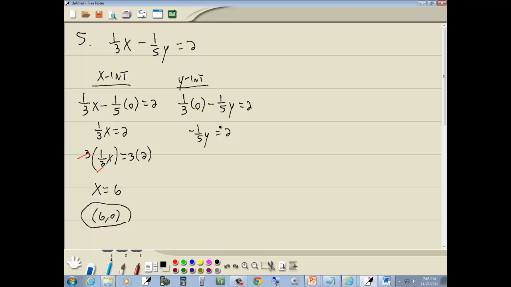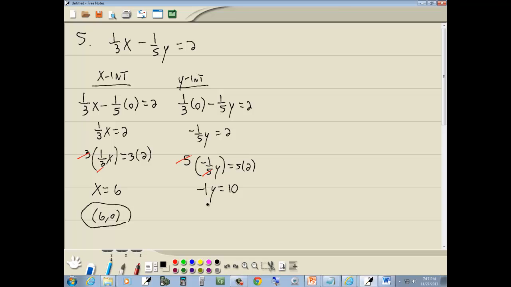Now it's a linear equation. First step, get rid of parentheses, don't have any. Second step, get rid of fractions. Multiply everything by the LCM of all your denominators. We only got one denominator, the 5, so that is our LCM. So multiply both sides by 5. And that 5 cancels that 5. And we got negative 1y is equal to 10.